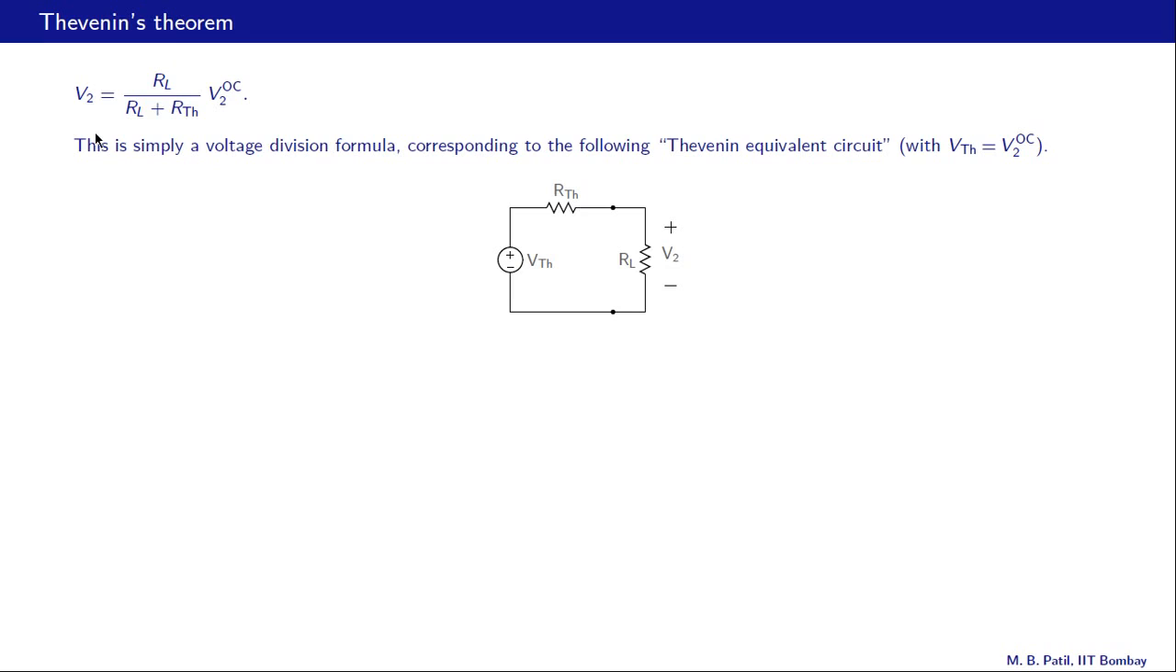So this is our expression for V2, and it is looking very much like the voltage division formula. If we have a source which is equal to V2 OC, like that, and R Thevenin and RL in series, then the voltage across RL, which is V2 here, would be RL divided by RL plus RTH times VTH. So this circuit and this expression are compatible with each other if we have VTH equal to V2 open circuit.